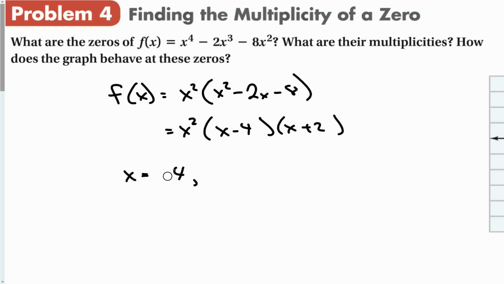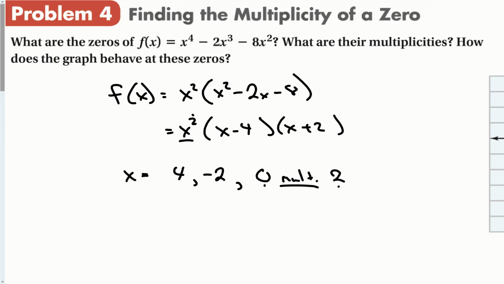-4, positive 4, -2, and this one, which happens twice. So it is 0 with multiplicity of 2. And that's how we write that with a sort of shorthand. So we put the root, we put MULT, period, multiplicity, and then we put the multiplicity, 2.